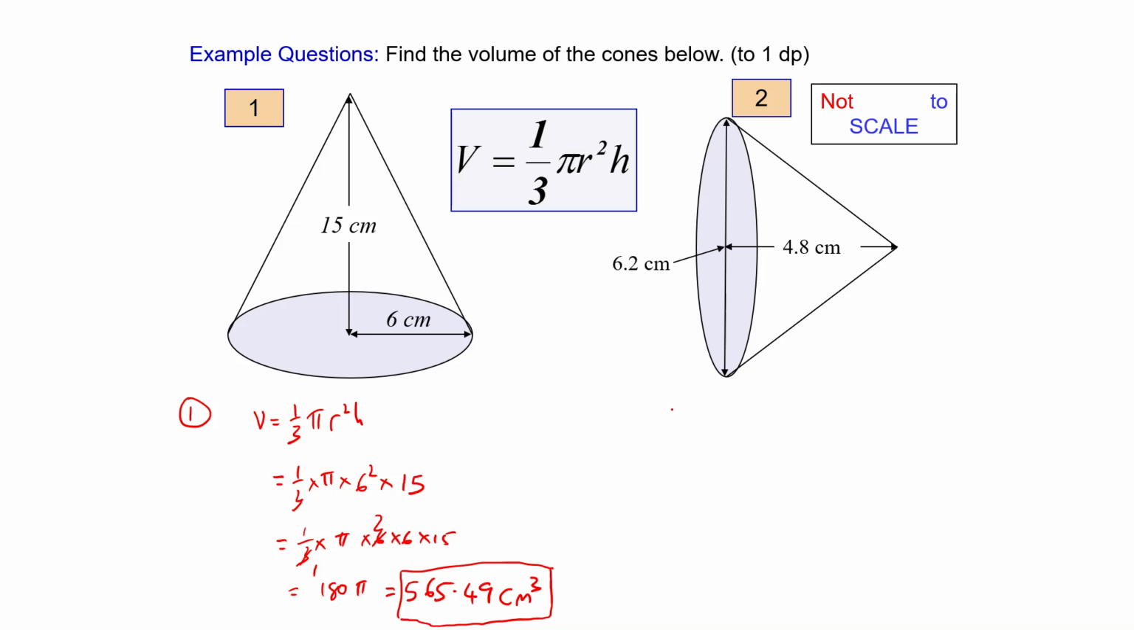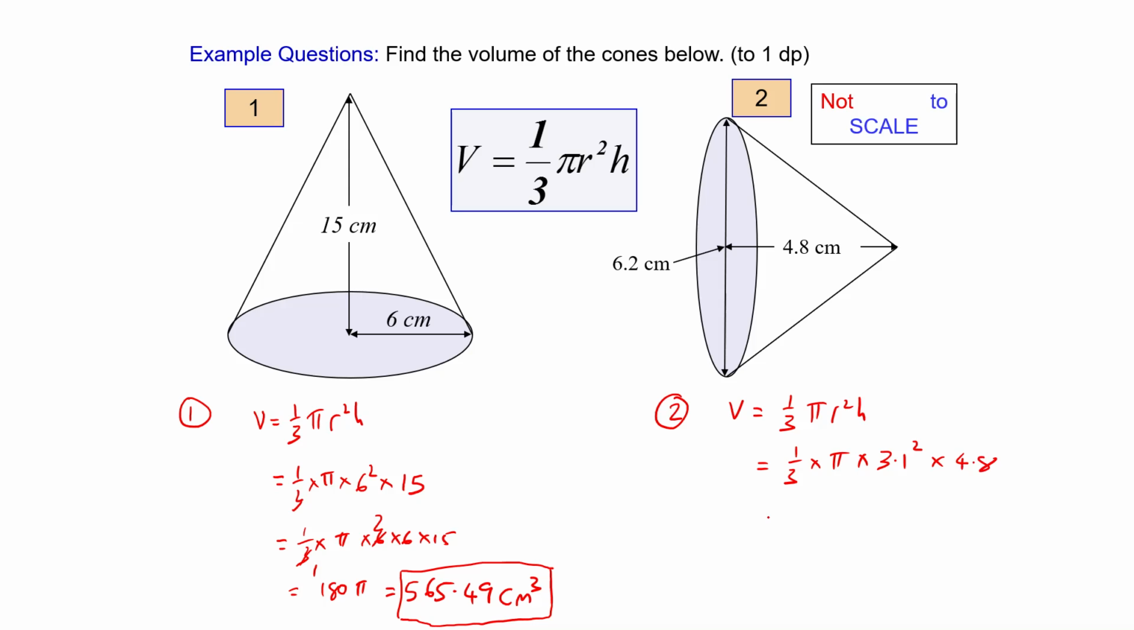So on question 2 we do exactly the same thing. We write the formula. Always write the formula because this helps us remember. 1/3 pi r squared h, the volume of a cone, which is equal to 1/3 times pi times the radius. Now, they've given us a diameter at 6.2, so the radius is going to be half of that, which is 3.1 squared times the perpendicular height, which is 4.8.